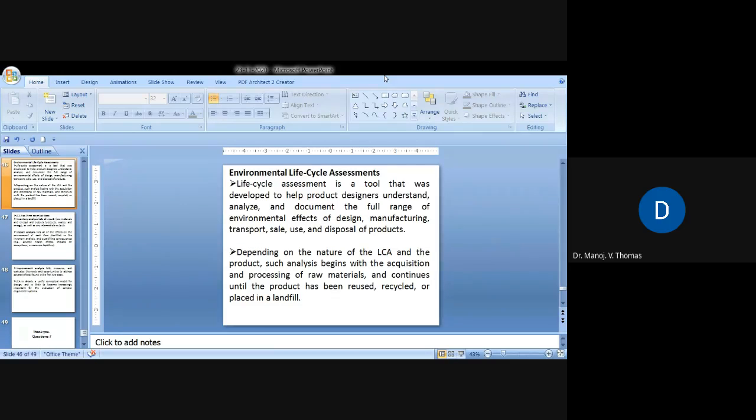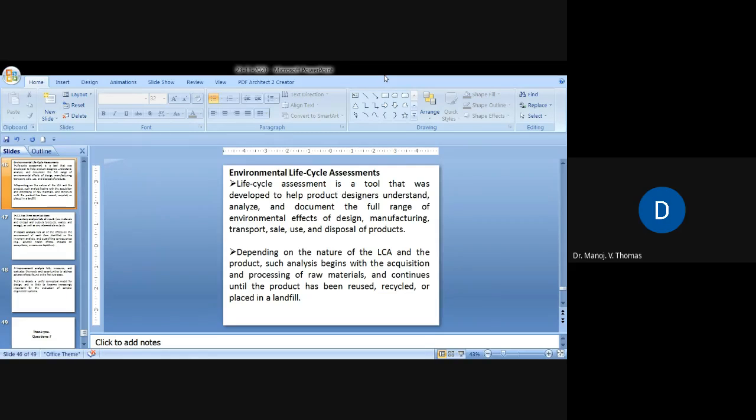So, environmental life cycle assessment. Life cycle assessment is a tool that was developed to help product designers understand, analyze, and document the full range of environmental effects of design, manufacturing, transport, sale, use, and disposal. So all the stages of a product: right from the design, through the manufacturing, through the transport. Transport means transport from the manufacturing unit to the distribution side. Then sale, then use, and finally the disposal of this product.